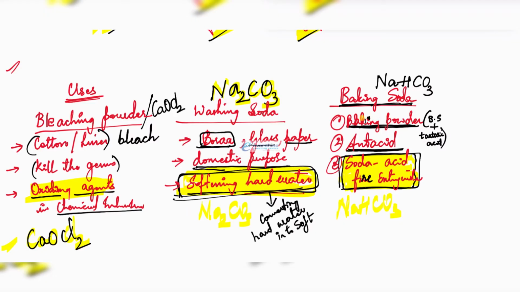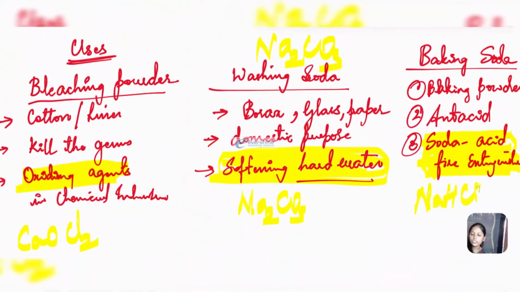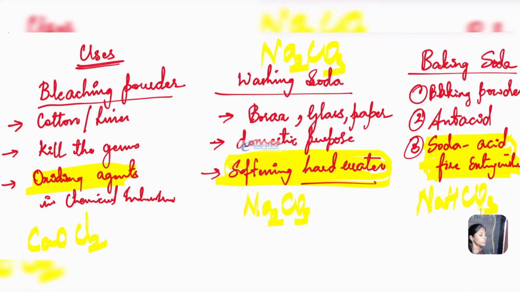And next is baking soda. It is used as a baking powder, and also it is used as an antacid, and also it is used in the soda acid fire extinguisher. And here remember, baking powder is nothing but baking soda plus tartaric acid. The combination of these both is baking powder. And this term is very important, that is soda acid fire extinguisher. We are using baking soda. So this is important.